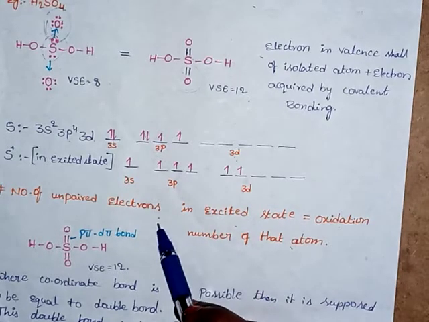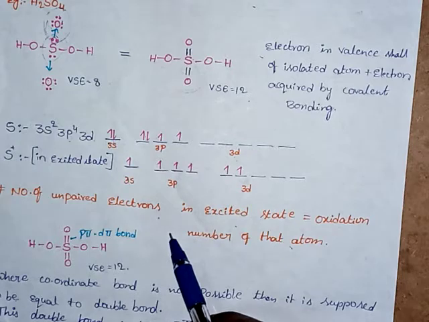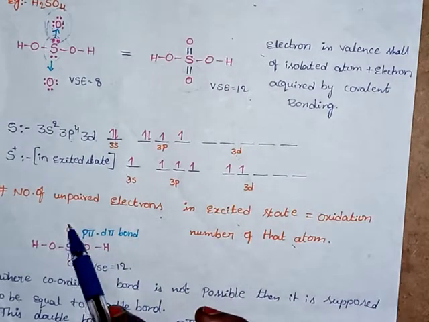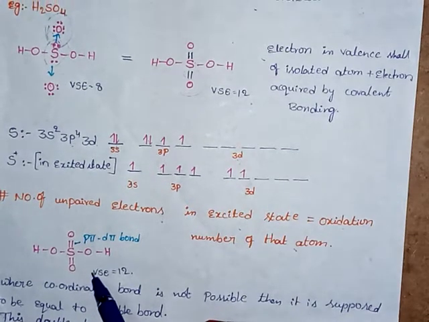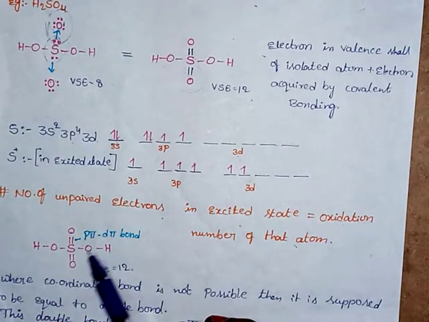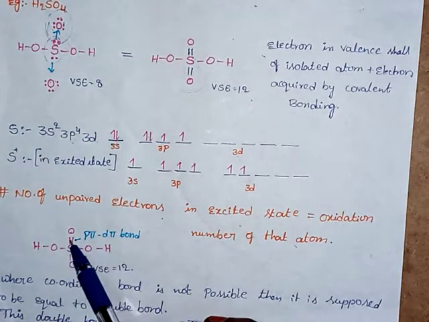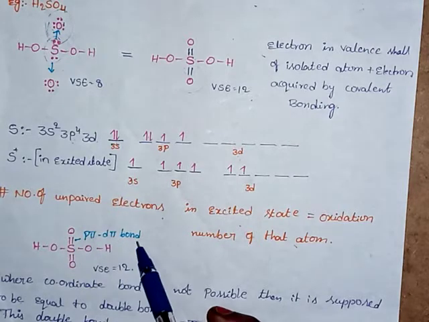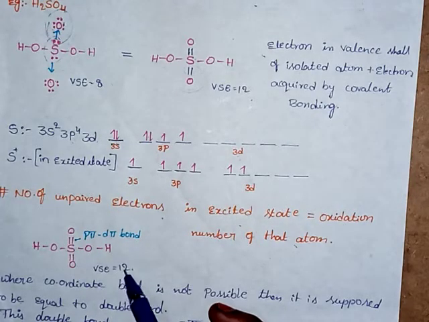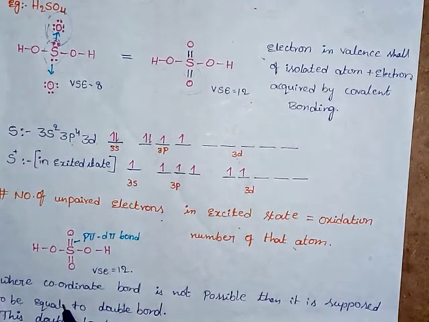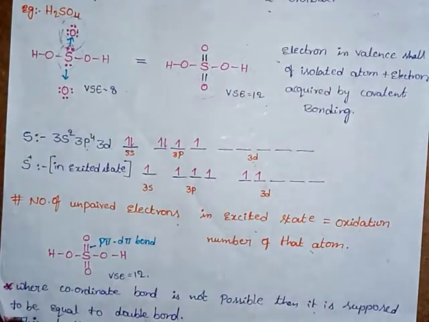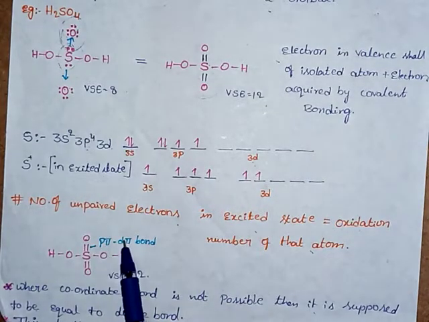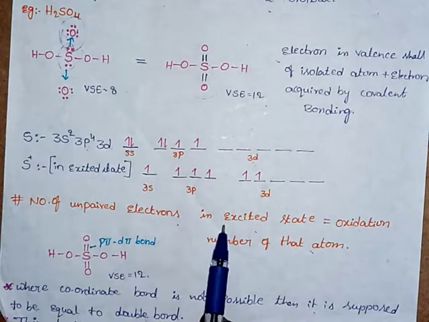So therefore here we can analyze the double bonds: oxygen has a double bond here, sulfur has a double bond, and the d orbital, this is a p pi d pi double bond. The valence shell has 12 electrons. Where a coordinate bond is not possible, it is taken to be a double bond. So this double bond contains a p pi and a d pi bond. And clear?